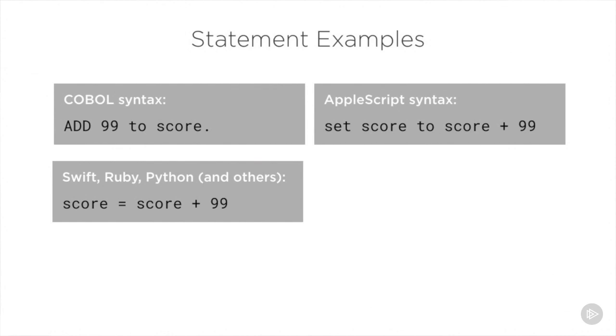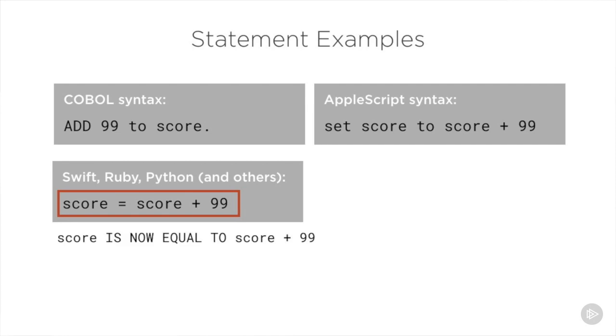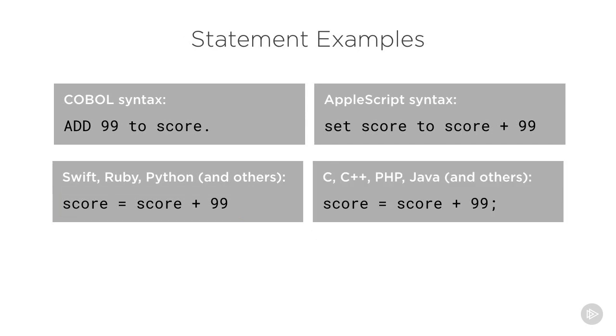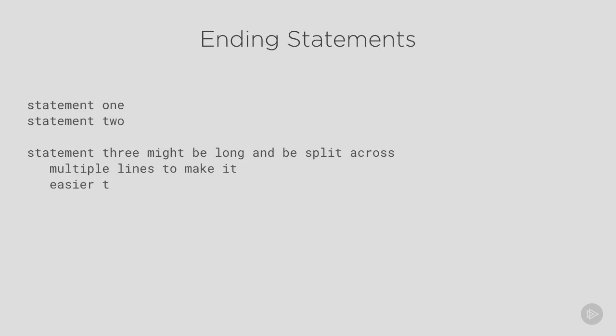This is our statement. This is our instruction. We're not asking anything. We are telling the computer to do something here. The equal sign in this statement is not a question. It is a command. You can think of this equal sign here as meaning is now made equal to. So when we execute this one statement, score is now equal to score, whatever it was previously, plus 99. And in a lot of other languages, the syntax is almost identical except we need to add a semicolon at the end. You see, no matter what language, it's very common to write every separate statement on a separate line in your source code file.